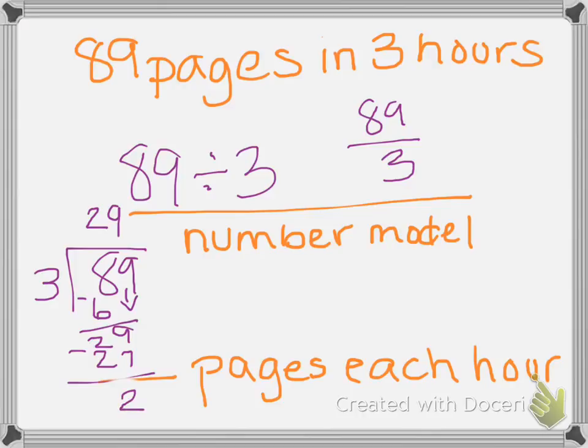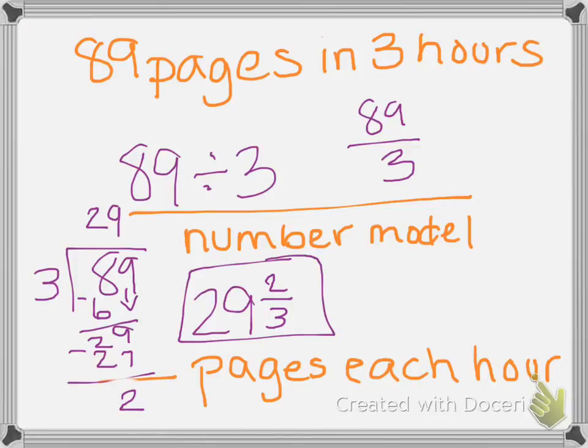So if you look now, we know that he has to read 29 pages with 2 left over. Since there's 29, we have a remainder of 2. We can divide that 2 by 3 hours and get our mixed number. So our answer is 29 2/3 pages each hour.